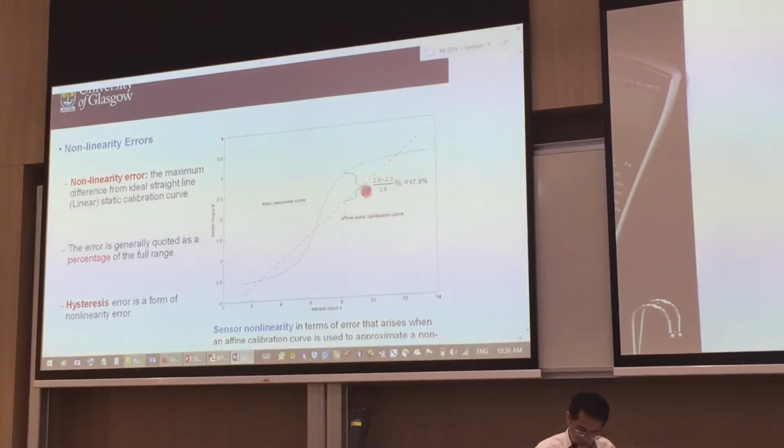I'm not sure if you have this part in your notes. Do you have this part in your notes? Yeah, great.